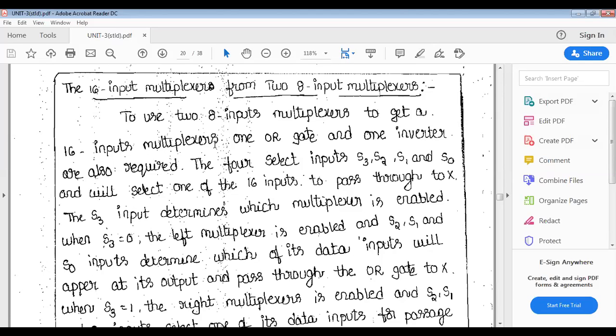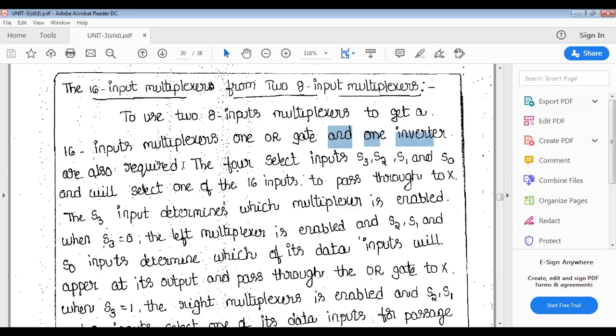For the 16 input multiplexer, 1 OR gate and 1 inverter are also required. See, not only the two 8 input multiplexers, to get a 16 input multiplexer, 1 OR gate and 1 inverter are also required. What is the OR gate? Combining the 2 outputs into a single output. And 1 inverter is also required.